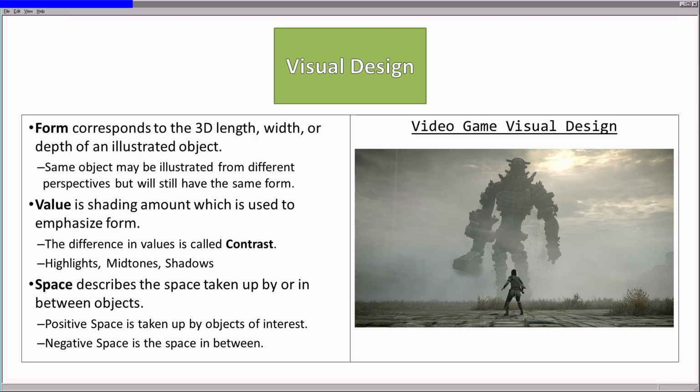Space describes the space taken up or in between objects. This is where the ideas of positive and negative space come from. Positive space is taken up by objects of interest. It is a part of the image that the line is drawn to. Negative space is the space in between, the path our eyes follow within the negative space of an image.